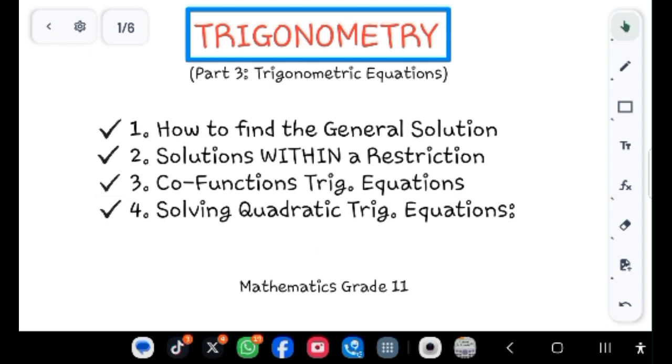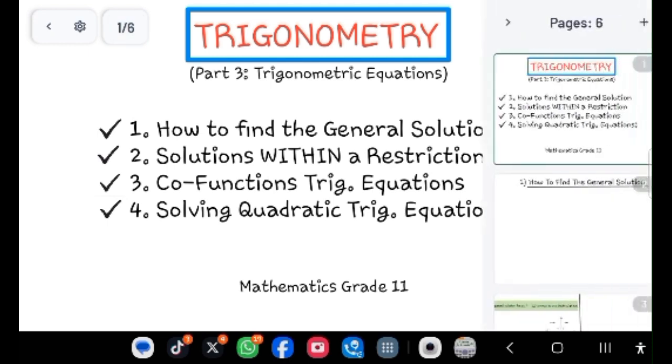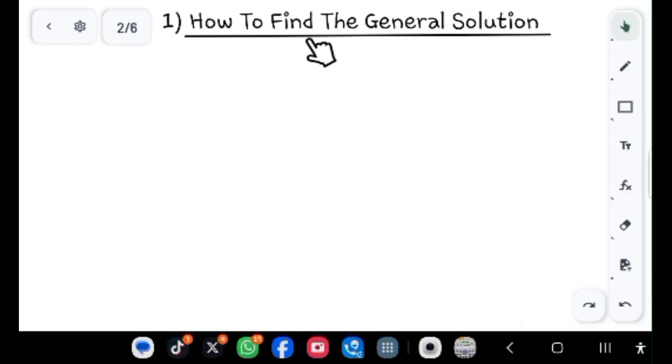As you've noticed, we've got a variety of types of trigonometric equations you can find. Let's start with the first one. Now, before we do that, let's look at how to find the general solution of a trigonometric equation. In general, number 1, find the reference angle. That is step number 1.